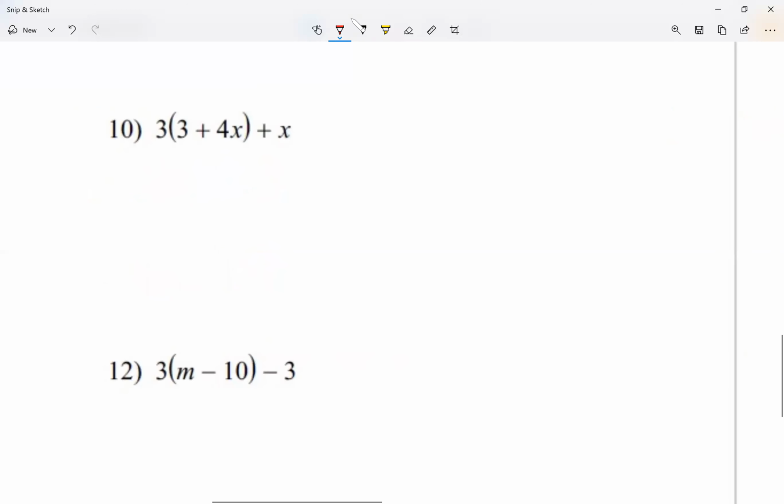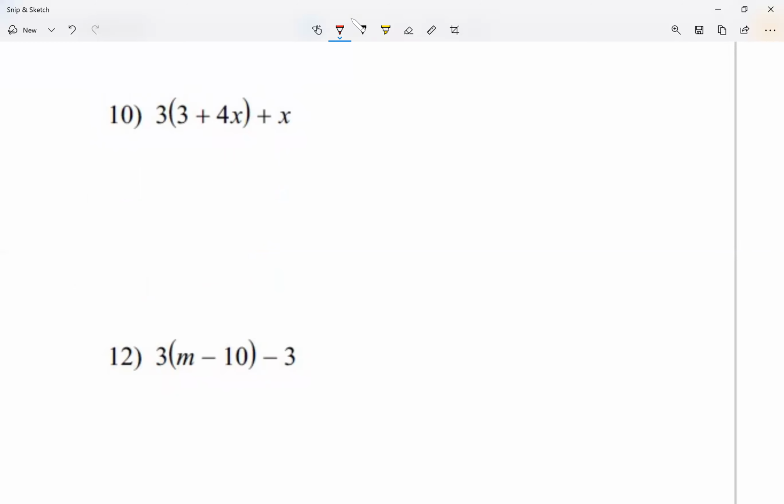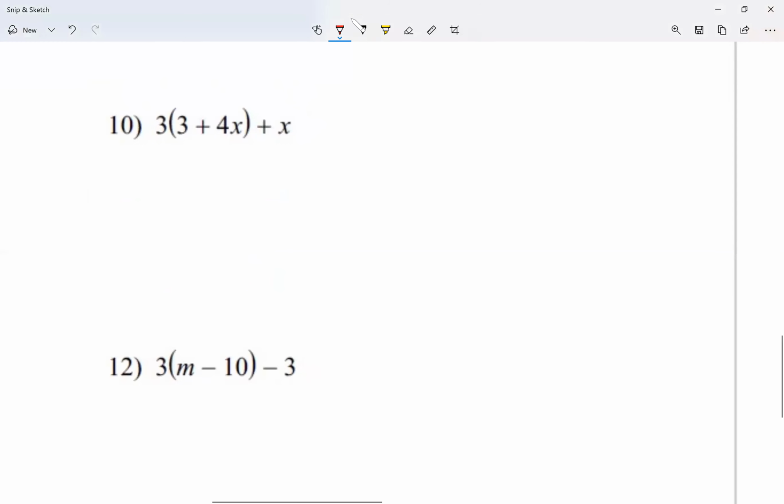All right, let's take a look at question number 10. I'm going to multiply the 3 to the inside. I'm going to go 3 times 3 and 3 times 4x. Now I know 3 times 3 is 9, so I'm just going to write that 9. Now 3 times 4x, that's going to give me positive 12x. Notice I just multiply my numbers, 3 times 4. One of them had a variable, so I just copy the x. And at the very end, there's a plus x. It has nothing to do with parentheses, so I'm just going to copy as a plus x.